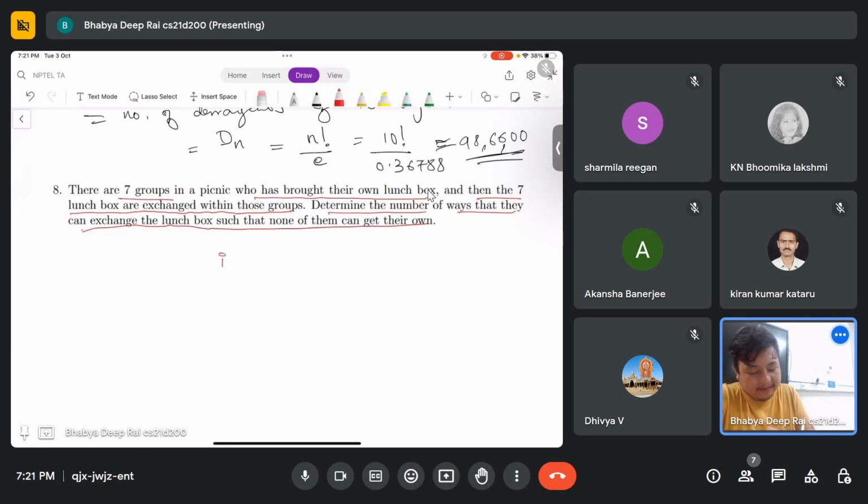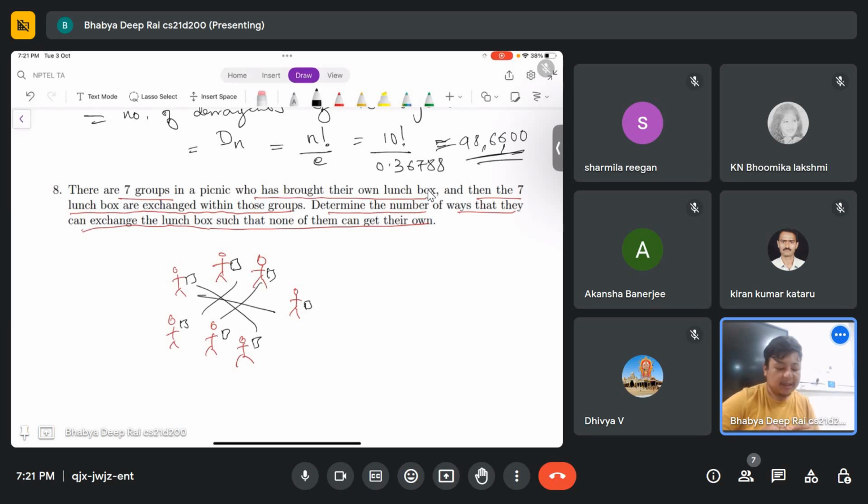Seven groups they are saying, but let's say 7 people, each have a lunchbox. And then they exchange with each other. Determine the number of ways that they can exchange the lunchboxes such that none of them get their own. Can you tell me quickly what the answer is?